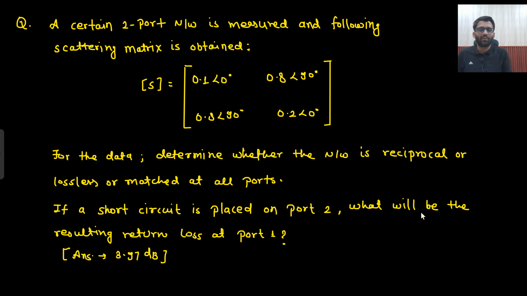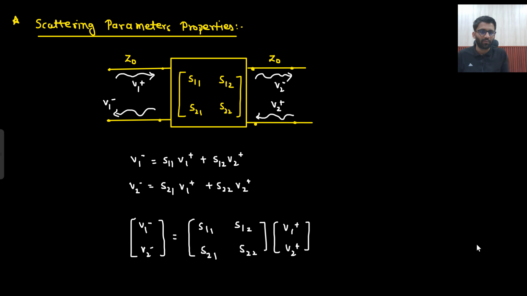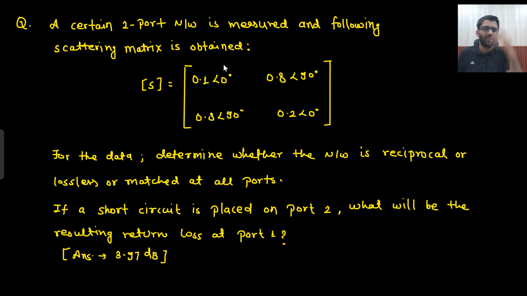Let's solve a problem based on everything we have studied regarding the properties. A certain two-port network is measured and the following scattering parameter matrix is obtained. From the data, you need to determine whether the given network is reciprocal, lossless, or matched at all ports. The second question is, if a short circuit is placed on port 2, what will be the resulting return loss at port 1? So, two questions you need to solve.